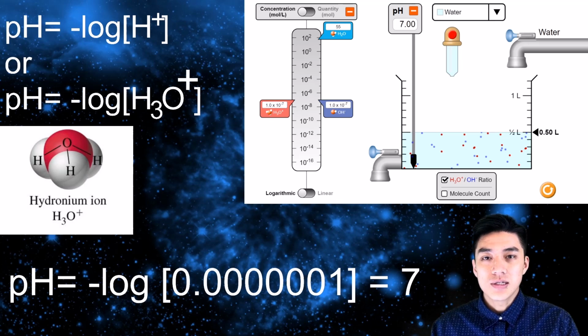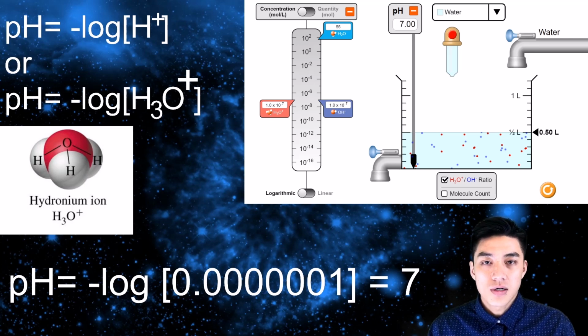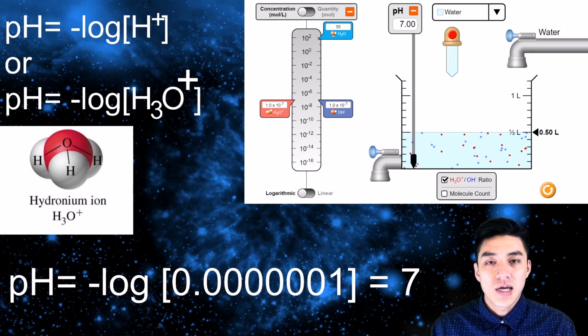Finding the pH is easy. All you have to do is take the negative log of your hydronium concentration. In the case of water, water has a hydronium concentration of 1 times 10 to the negative 7. If I put that in the equation, pH is equal to negative log of 1 times 10 to the negative 7, I would get a pH of 7.